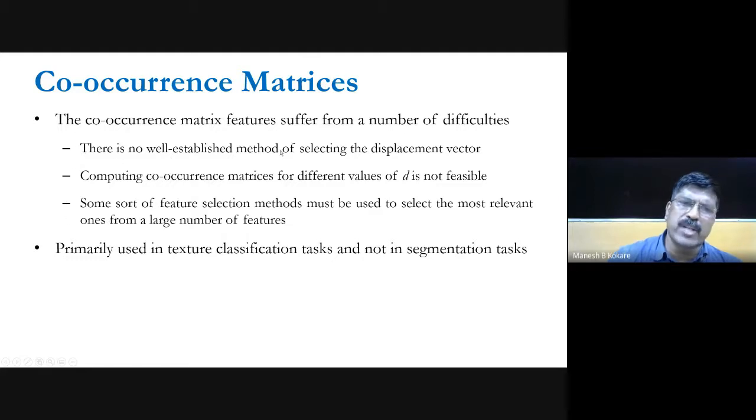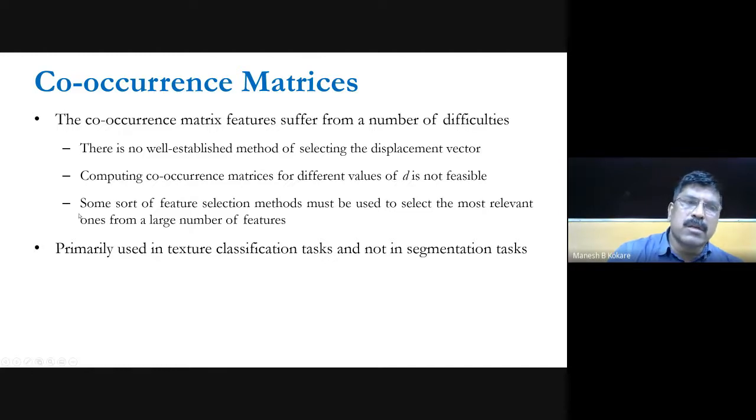There is no well-established method of selecting the displacement vector because it is decided by the user, right? Then the second problem of co-occurrence matrices is that computing the co-occurrence matrices for different values of d is not feasible because a lot of computations are required.